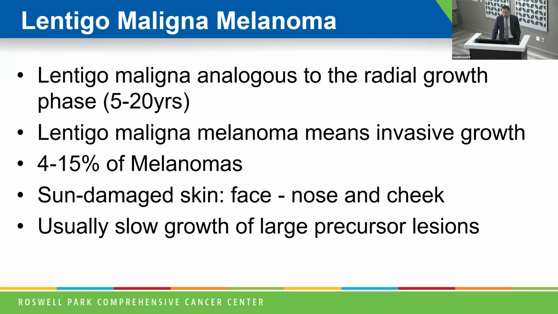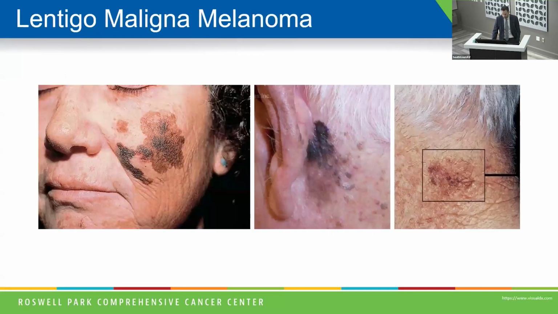Or lentigo maligna. It starts again with a radial growth phase, then it's a malignant freckle only in the top of the skin, and then later, often after a decade, sometimes even 2 decades, it will go through a conversion into invasive growth and will form a lentigo maligna melanoma at that time. This represents approximately 4 to 15% of melanomas, and again, this usually happens in highly sun-damaged areas of the skin.